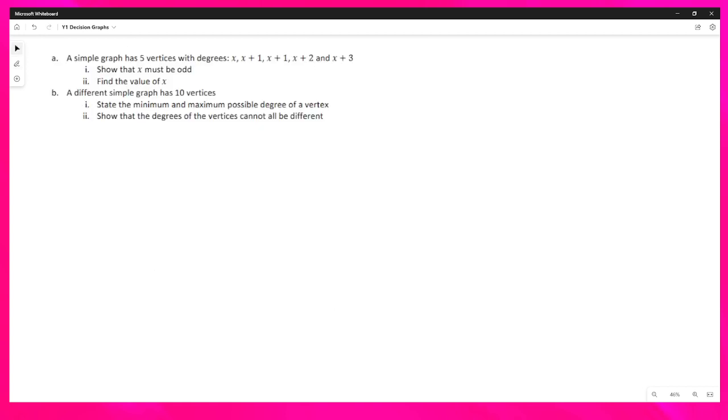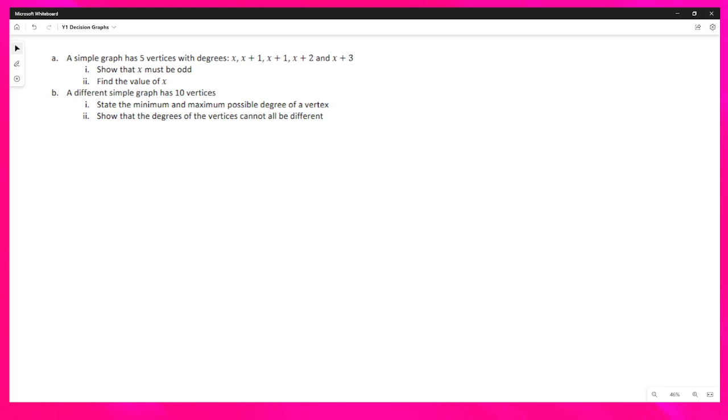So this is a very useful example to address quite a lot of those properties specifically to do with simple graphs. So here we have a simple graph with 5 vertices, and it has degrees x, x plus 1, x plus 1, x plus 2, and x plus 3. So vertex 1 has a degree of x, vertex 2 has a degree of x plus 1, and so on. And we want to show that in this case, x must be odd.